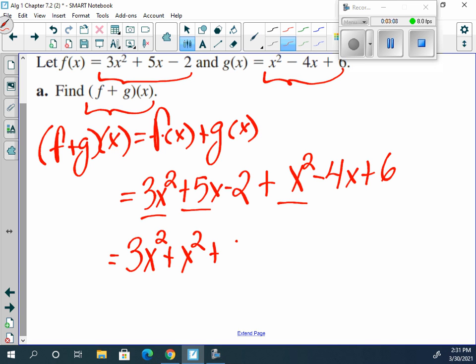Well, we have 5x. Is there any like term with 5x? Well, then we have negative 2, and its like term is?